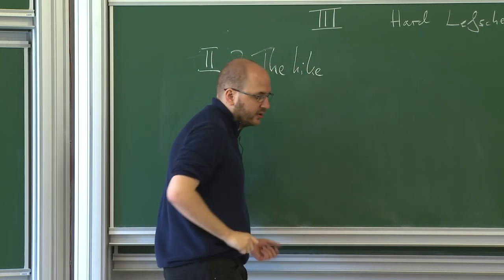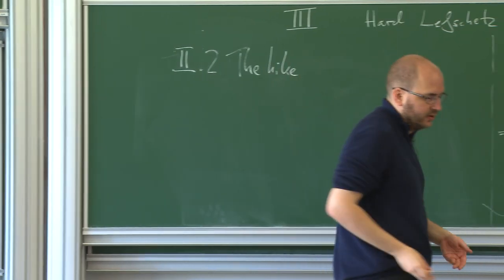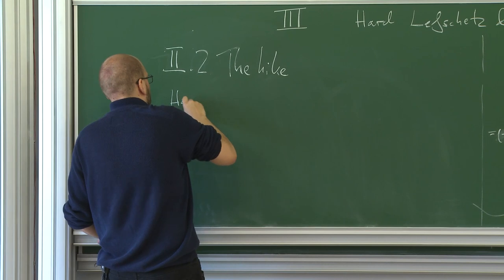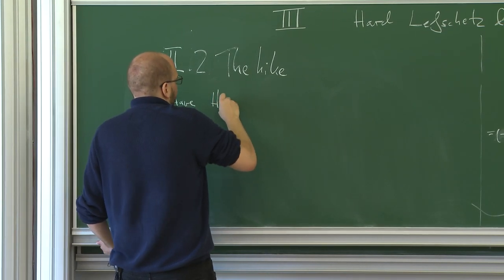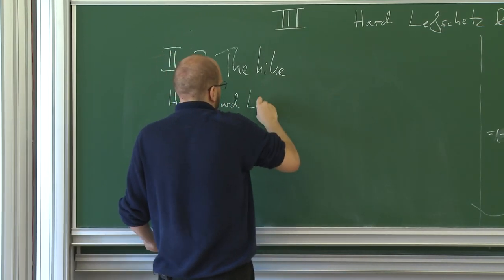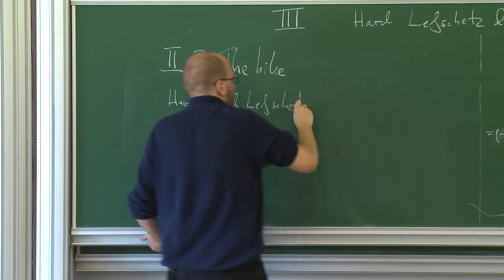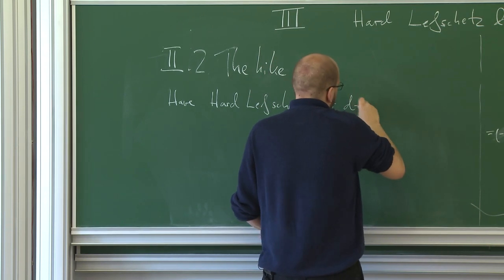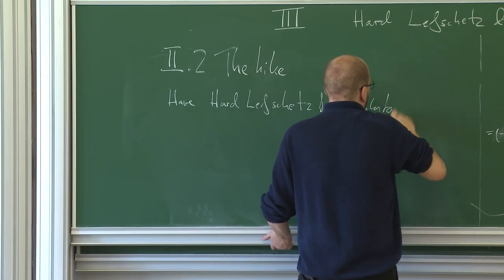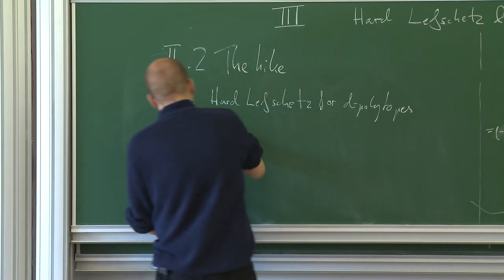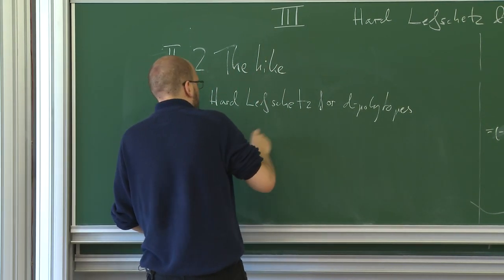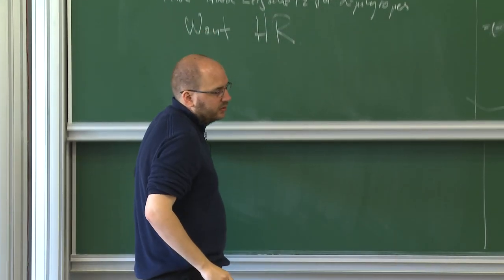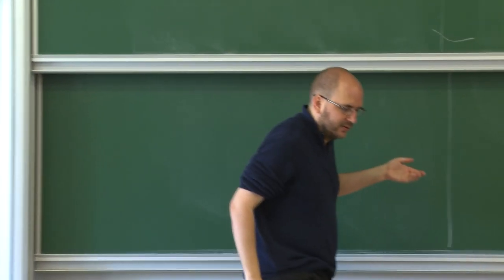So now we go horizontally. We have the Hodge-Lefschetz for simple polytopes, and we want Hodge-Riemann. Not human resources, Hodge-Riemann.